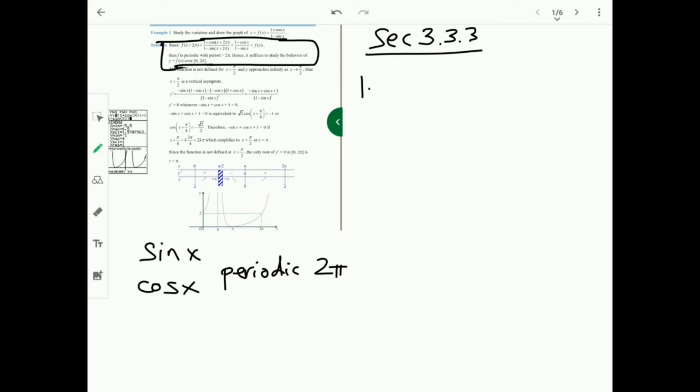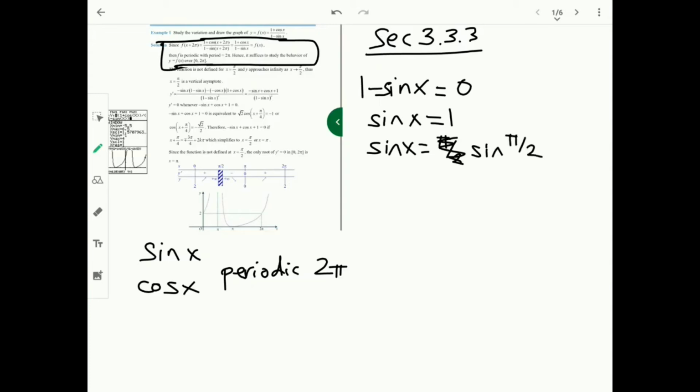Now another thing to look at is we have a denominator. And if anything makes this denominator 0, our function is not defined. We have a vertical asymptote. So we just say this. So sine x equals 1. If we shift sine, we should get x equals pi over 2. So that means that sine x equals sine pi over 2. That means that x is equal to pi over 2 plus 2k pi, or minus pi over 2 plus 2k pi. Well, we should always look at this scenario.